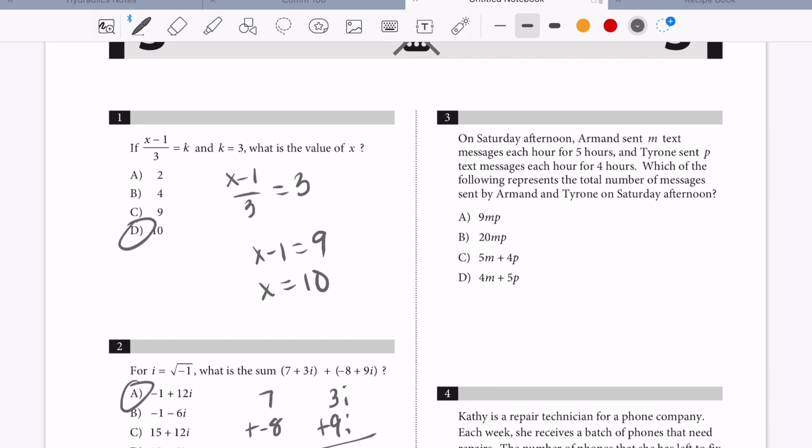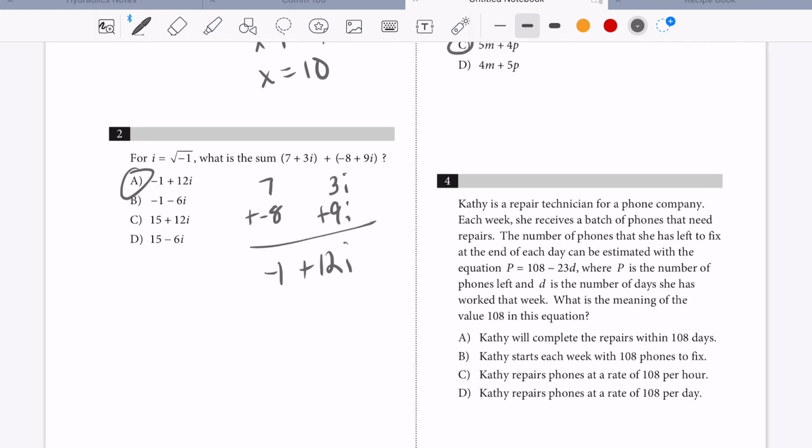On Saturday afternoon, Armand sent M text messages each hour for 5 hours, so that gives us 5 hours times M text messages, and Tyrone sent P text messages each hour for 4 hours. So the "and" is an addition, and he sent P for 4 hours, so 4 hours times P, so that'll give us answer C.